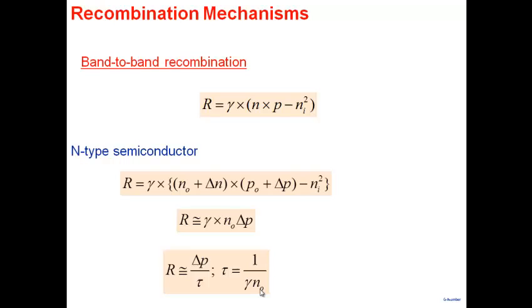So this is a very simple model. If you have optical absorption, if you have a band-to-band recombination, I can model recombination as simply the number of excess holes divided by a lifetime, and lifetime is 1 by gamma n0. Lifetime depends on the doping of the n-type semiconductor. The larger the doping, the smaller the lifetime. So although this is a general expression that we have, from the general expression we can get these simpler expressions.